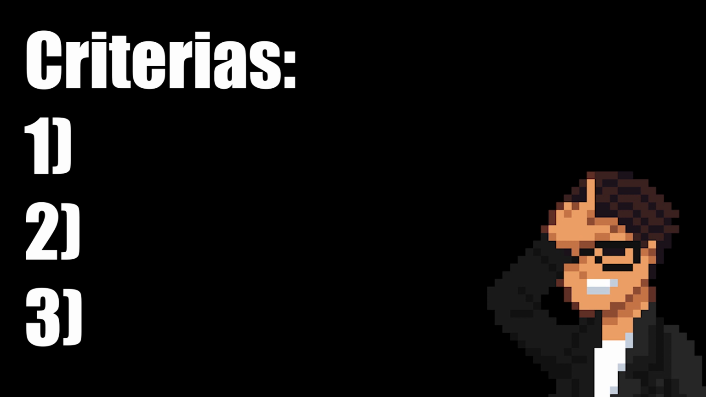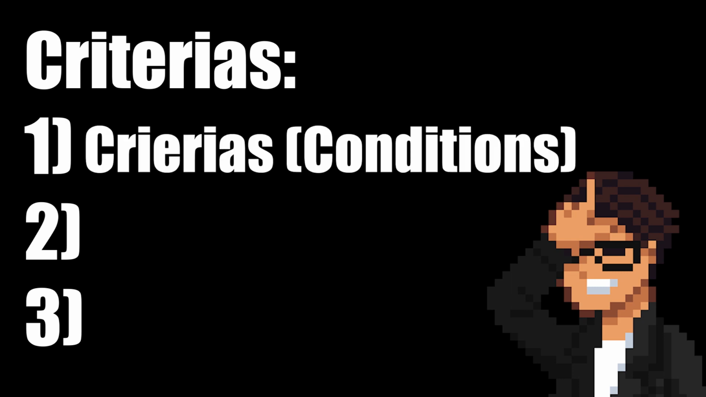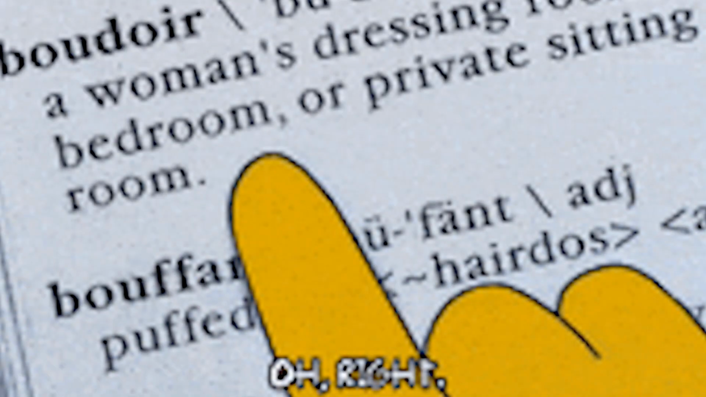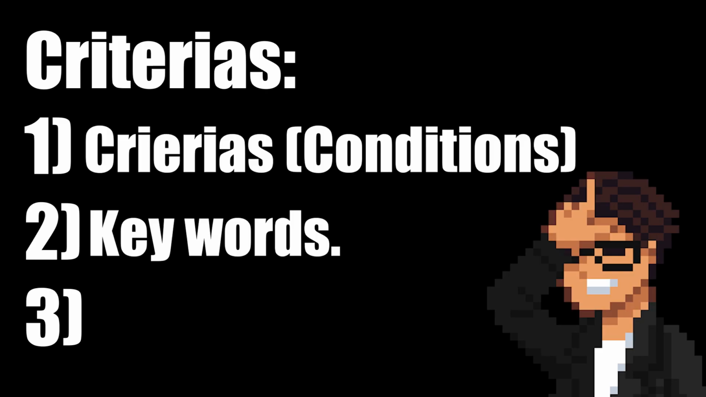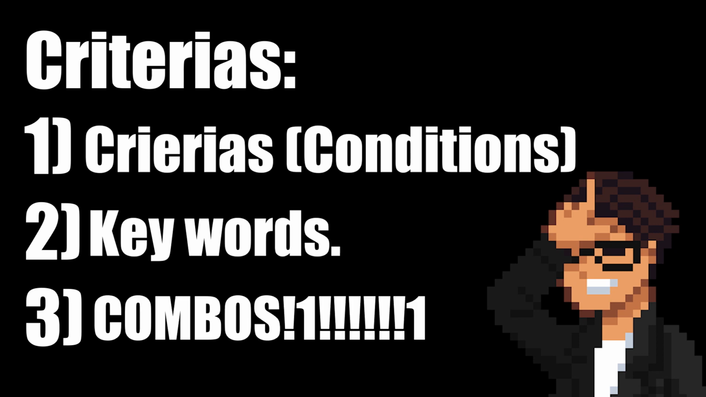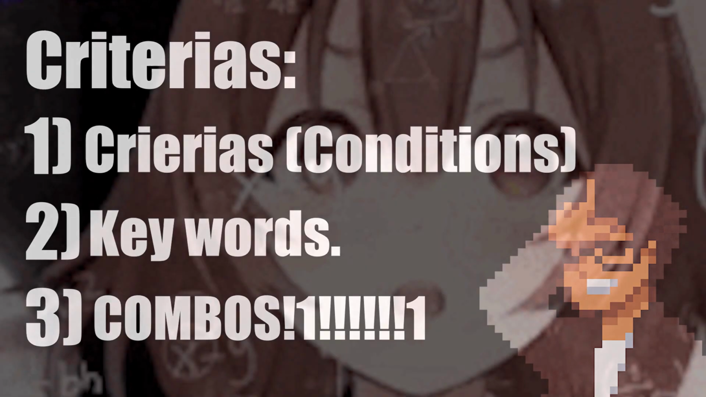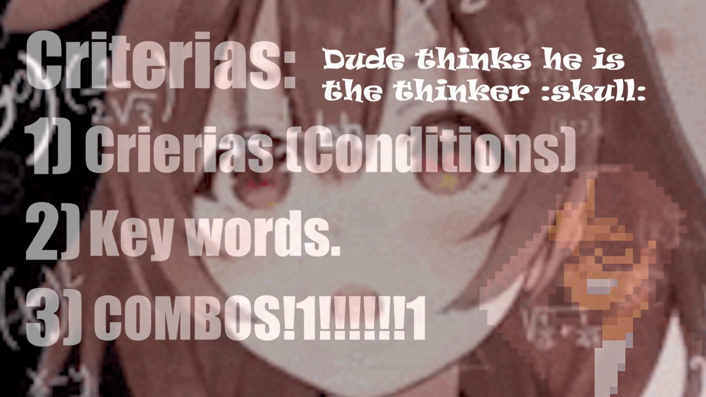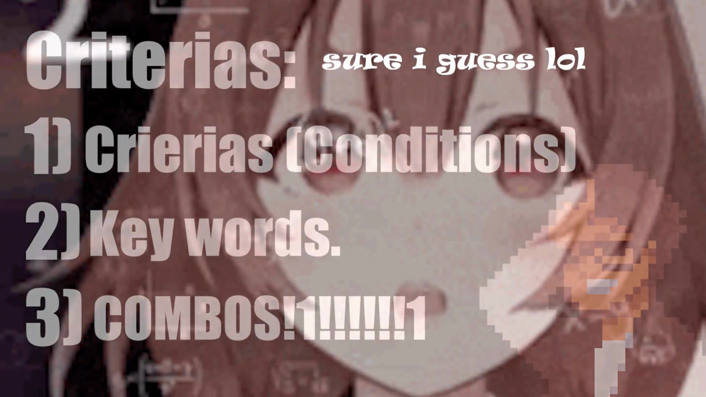3 criterias are right on the screen. Number 1, criterias. Number 2, keywords. They just define things, single definitions. And lastly, combination specific instances. These are basically expansions, like mix and match to make something big. You get the idea. Just watch the video.